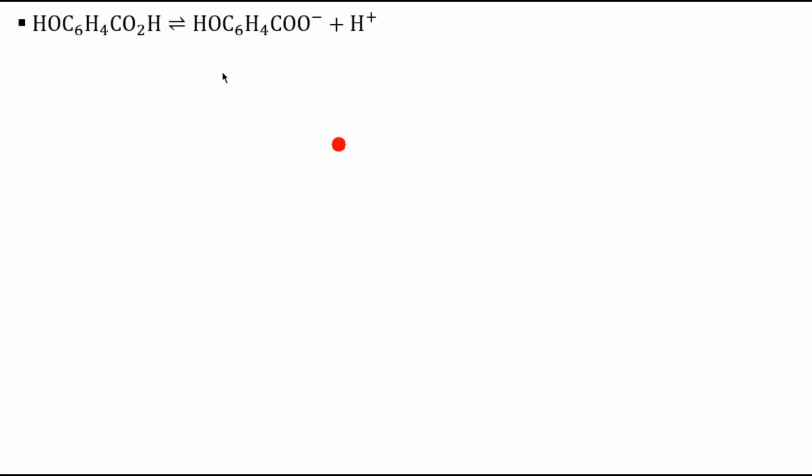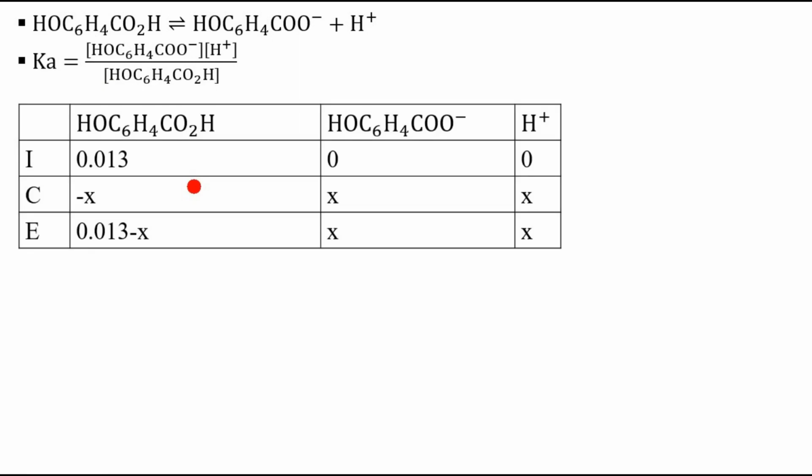We have the first dissociation, which will give this one and this one. Here we have the concentration which was calculated from the solubility. Then the Ka is the Ka of the carboxylic acid, the COOH group. So we have this table. Initially you have 0.013 of salicylic acid, and we don't have the products. As the change, this will dissociate, forming this one and this one. Then you have the equilibrium.